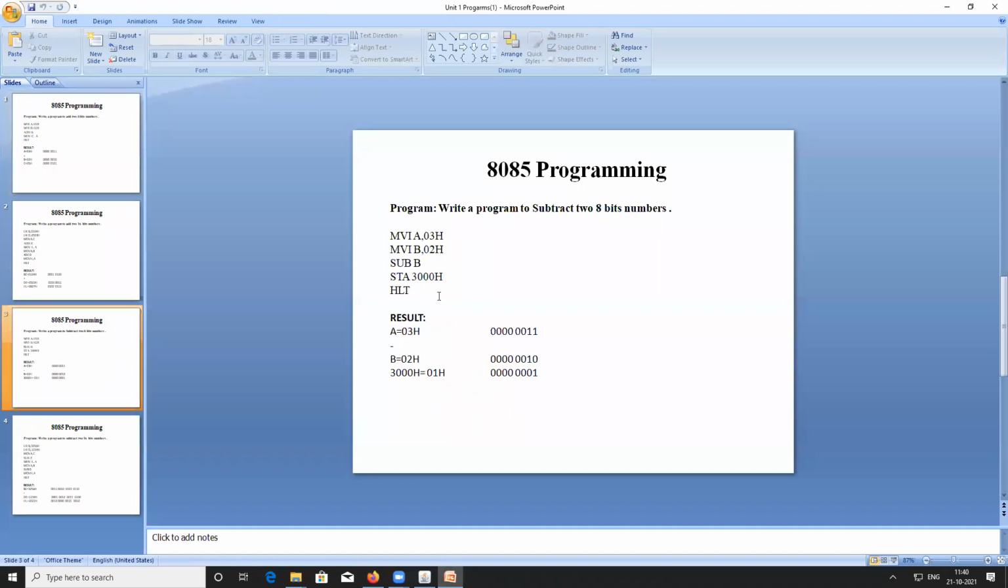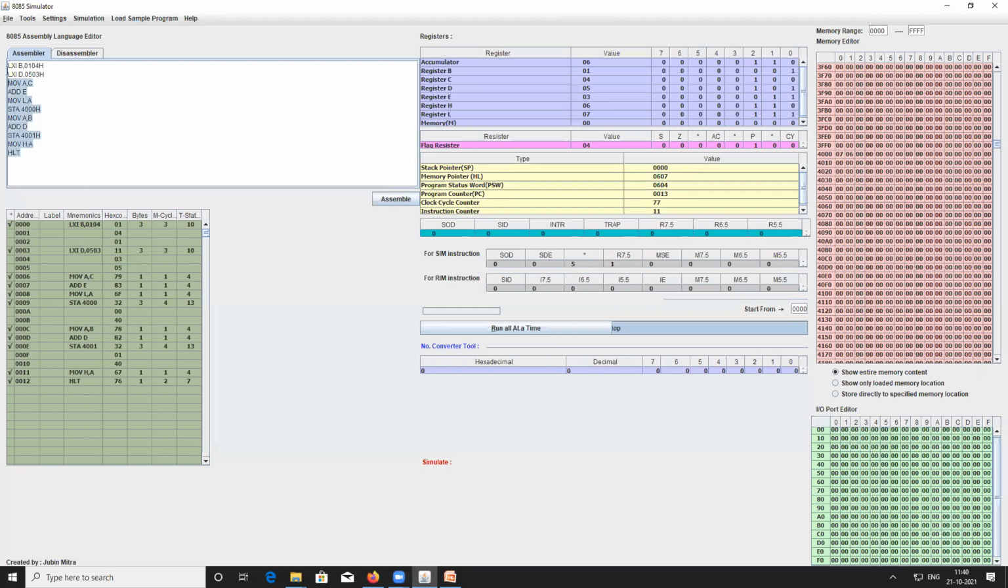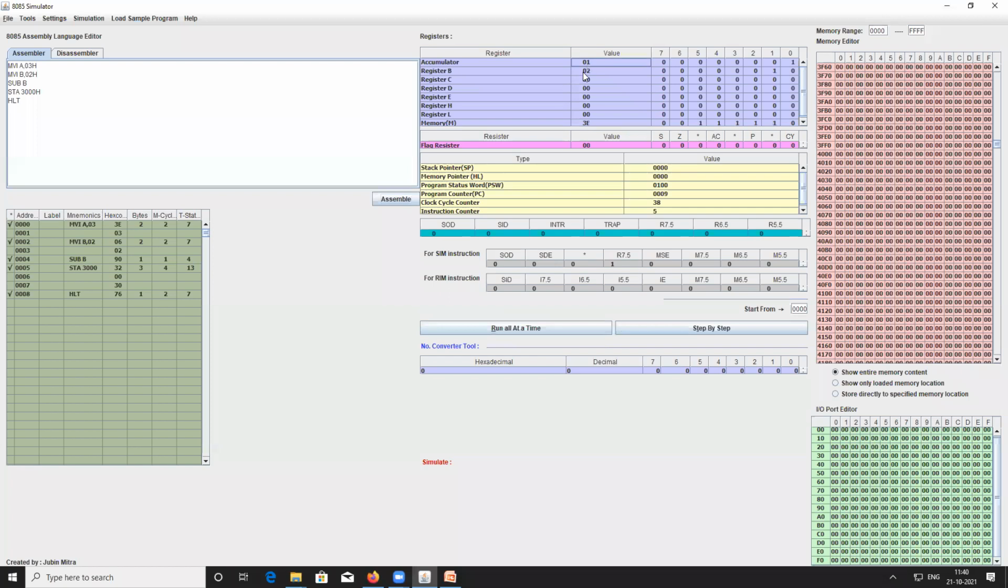This is the addition. This is the subtraction for 8 bit. Here is the subtraction. You have to use only SUB and store at the location 300H. Okay. Same programming. So assemble this. See, here a subtraction. You will get the answer 01. Run it all at a time. See, the accumulator contains a value of 01. Okay. After subtracting 3 and 2, you will get the answer 1.